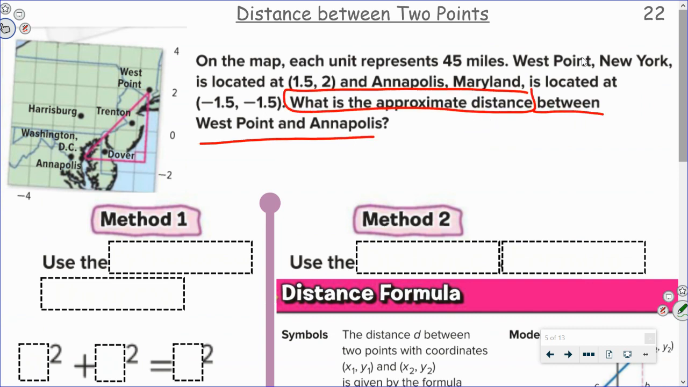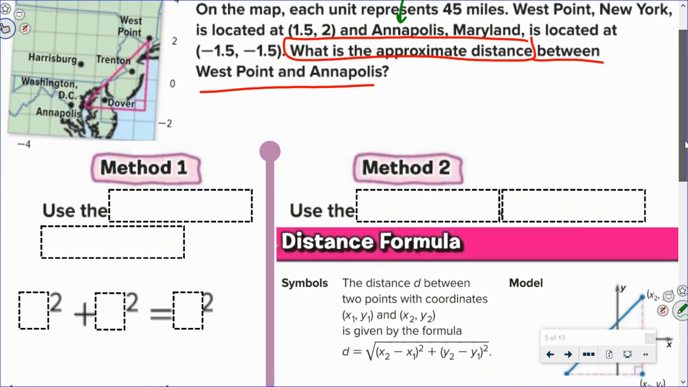If those cities do not sound familiar, West Point is the home of the College Academy for the Army. Meanwhile, Annapolis is the home of the Naval Academy. So if those didn't sound familiar, that's the reason why those cities were picked. Now, I'm going to show you two different methods.